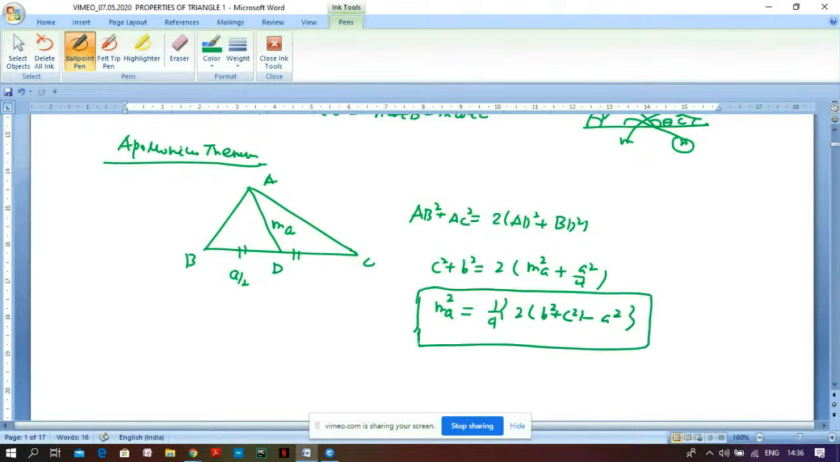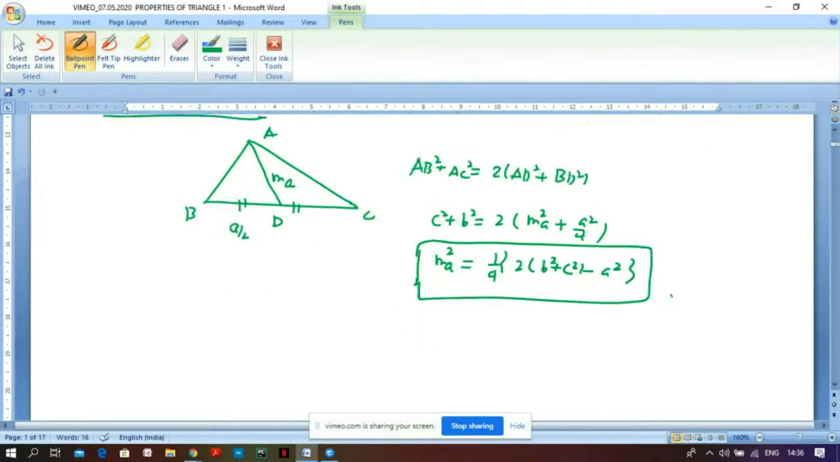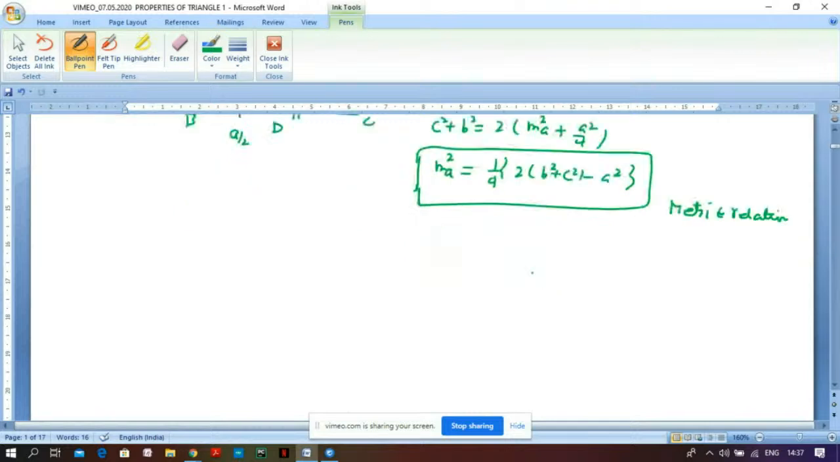Given sides A, B, and C, you can find the median. These are sometimes called metric relations, that is, relations giving lengths. So given the lengths of the sides, I can find the median in terms of those lengths. There is a hugely useful formula that generalizes it. The generalization is Stewart's theorem.